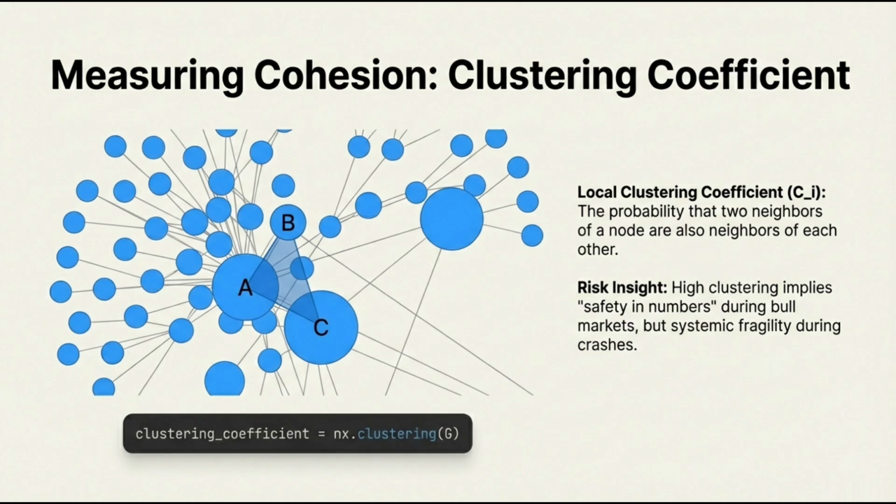The interpretation on the right is especially valuable. High clustering can imply apparently safer bull markets because local groups are tightly knit and internally reinforcing. But during crises, that same local cohesion can become a channel of systemic fragility, since shocks may circulate intensely inside these tightly connected groups. Think of it this way: triangles create redundancy, but they also create feedback loops. So clustering gives us a local measure of how cohesive and potentially how self-reinforcing a market neighborhood is.